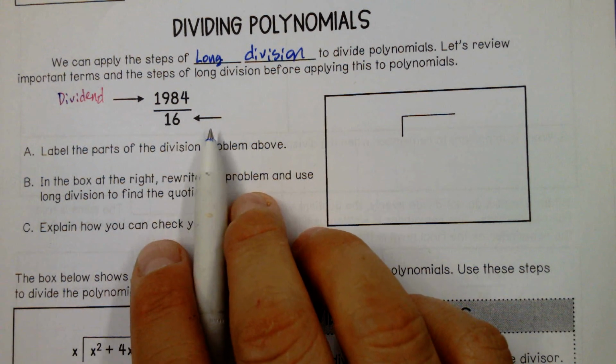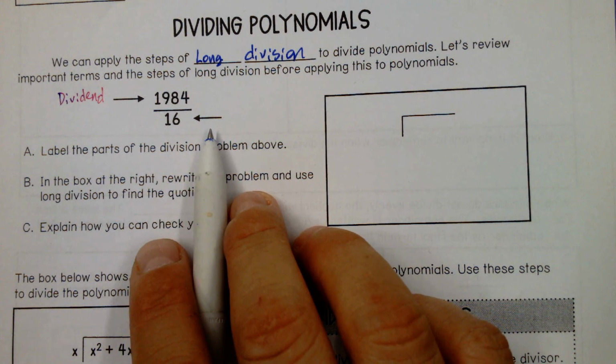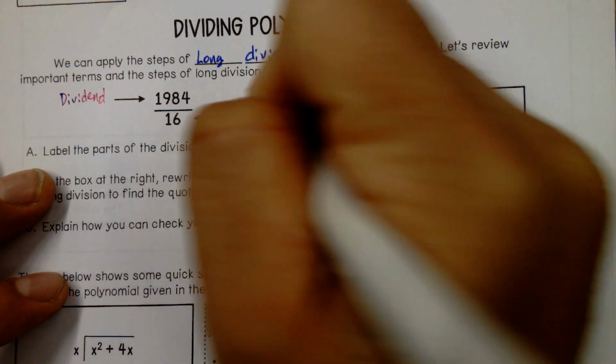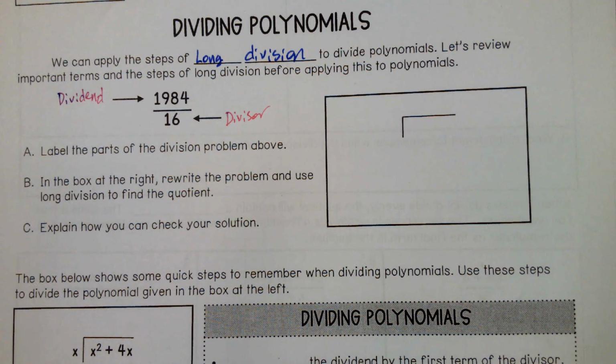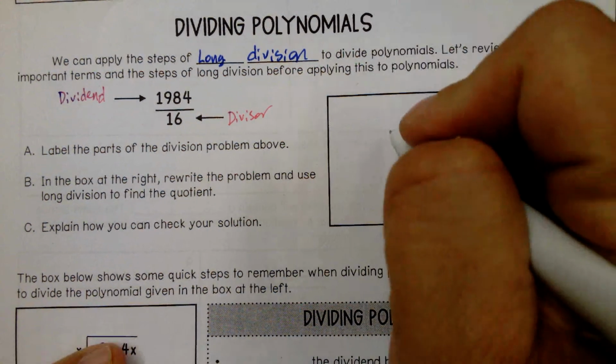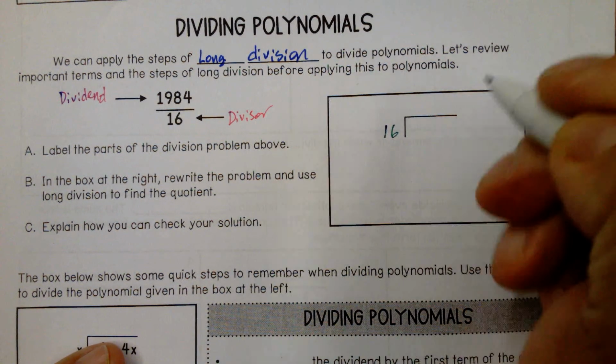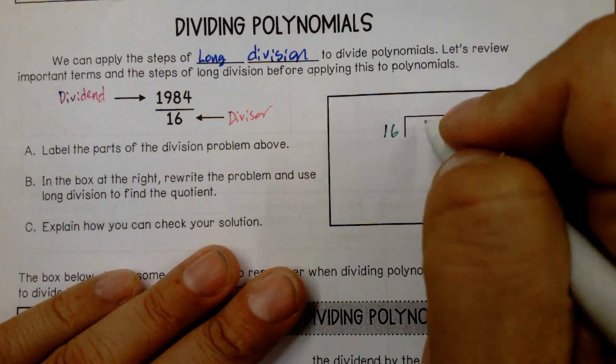All right. Right now we're concentrating on this. What do we call that denominator? Divisor. Okay. So the old algorithm we all learned was the divisor went here and the dividend went inside.